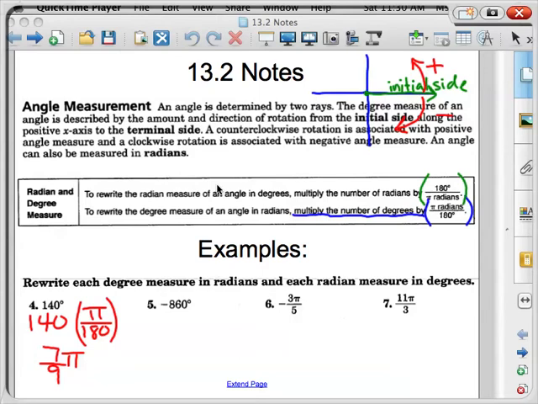Next, for negative 860, I'm going to take negative 860, multiply by pi over 180. So again, take my calculator, negative 860 divided by 180. I get negative 43 over 9 pi.